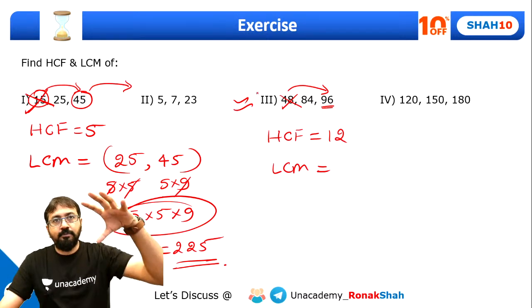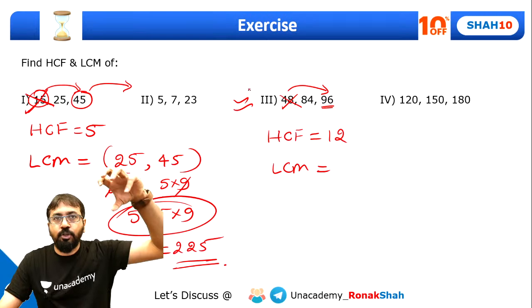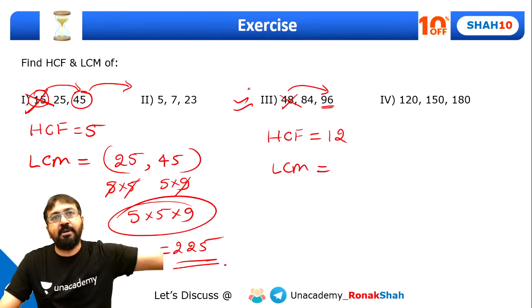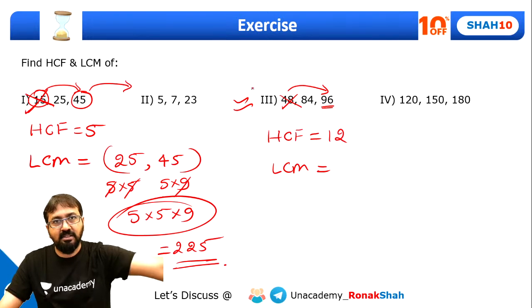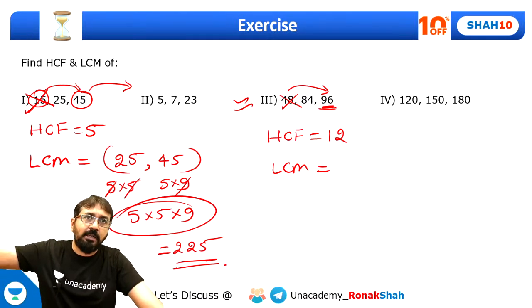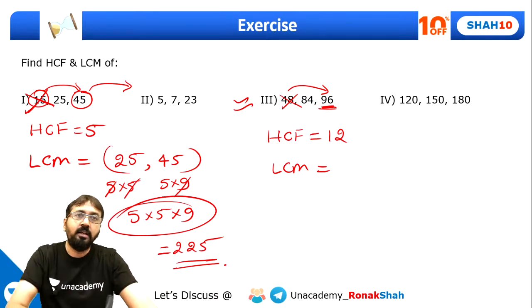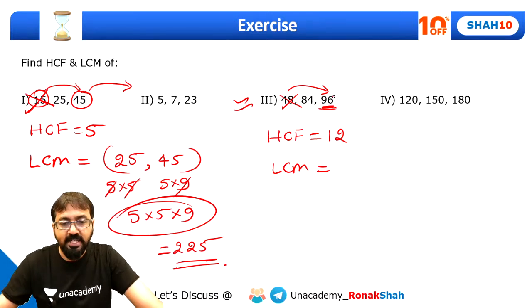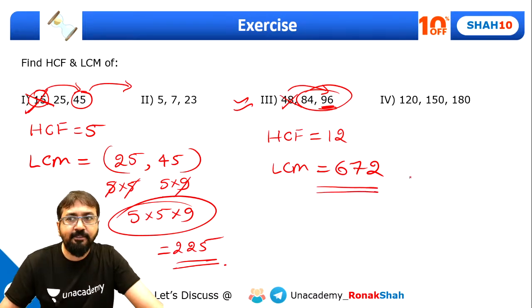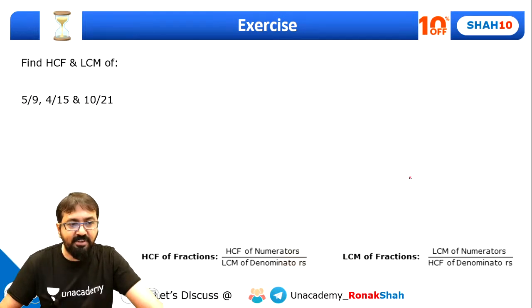It's like Pune is in Maharashtra. So when you talk about India, of course you don't need to mention Pune separately. It's included in that, right? So if we take 96, 48 is already included in it. If we take any multiple of 96, 48 is already there. So you can easily find out this LCM. It will come out to be 672. So please use the methods that I have taught you to find out HCF and LCM.